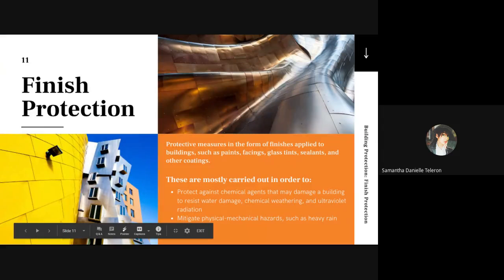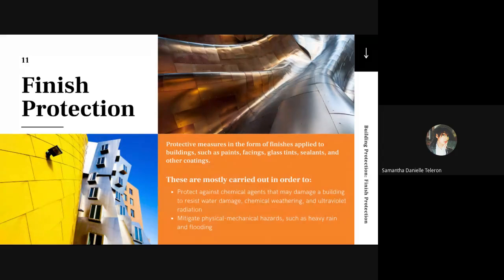Next is finish protection. Finish protection pertains to protective measures in the form of finishes applied to buildings such as paints and other coatings. These may be applied internally or externally. Examples include paints, which themselves may be formulated to resist water damage, chemical weathering, or exposure to ultraviolet radiation, varnish, facings, glass, and the tinning thereof, and sealants.